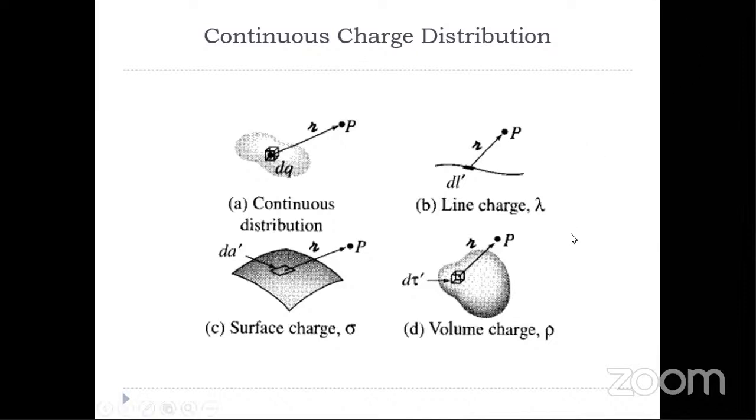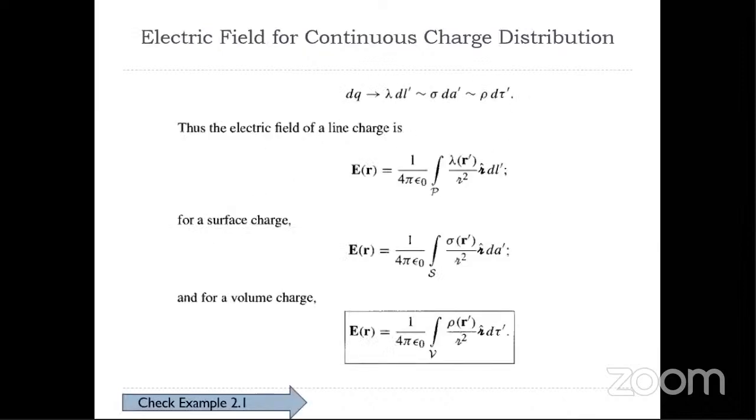Each element will be dl dash. So this element will produce electric field at field point P. What is that electric field? That electric field will be naturally 1 upon 4 pi epsilon 0 charge divided by square of the distance multiplied by unit vector. But how this charge dq will be expressed? dq will be expressed as lambda times dl. Correct? So that is field produced by one small element.